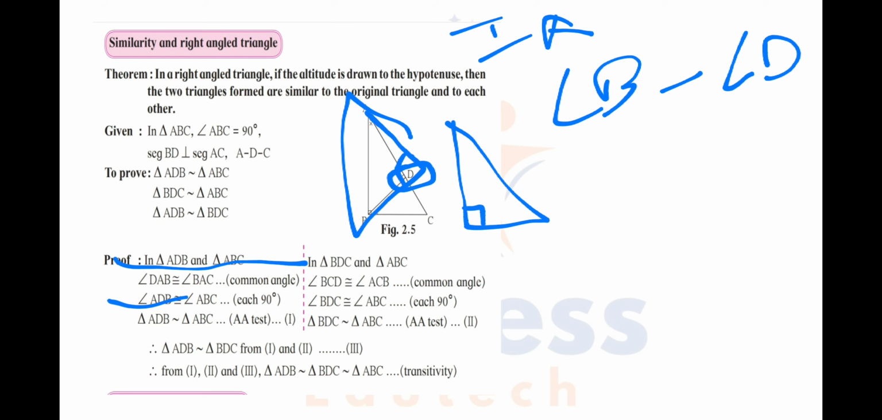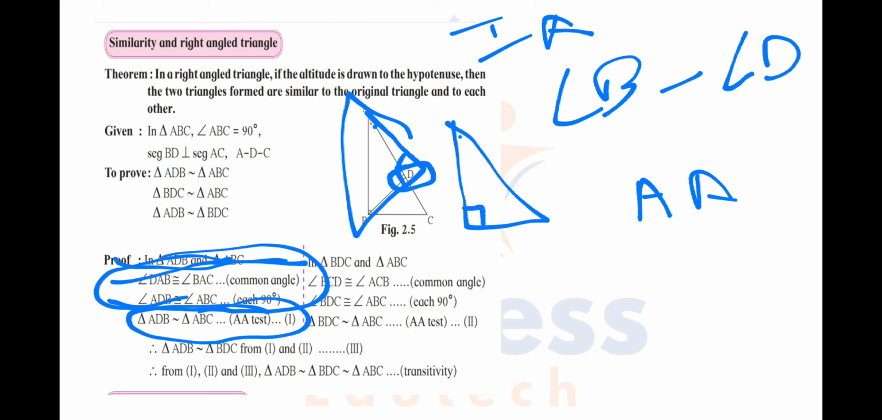So now angle BAD is congruent to angle BAC. This is a common angle between both the triangles. Now with these two angles equal, that means by the AA test, the two triangles are similar.